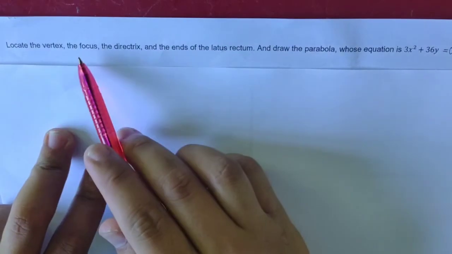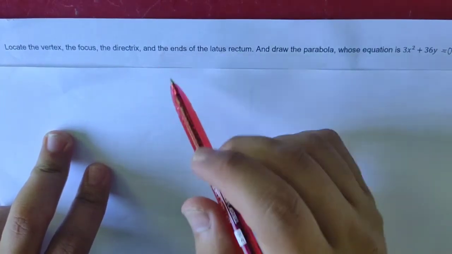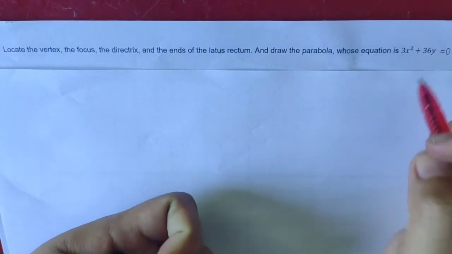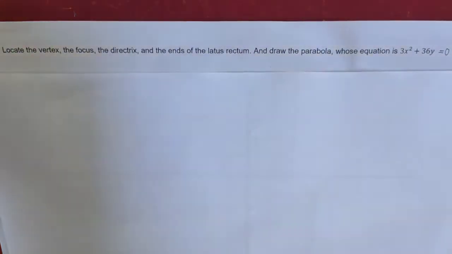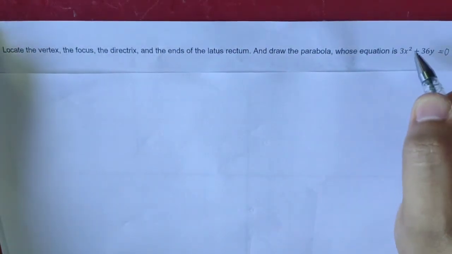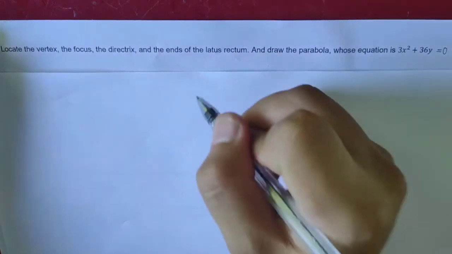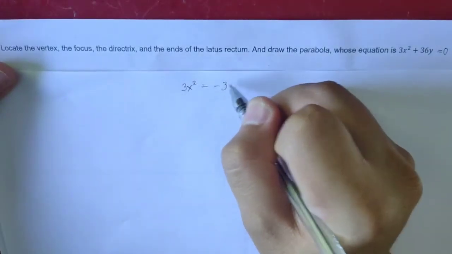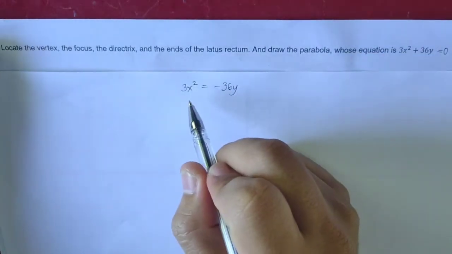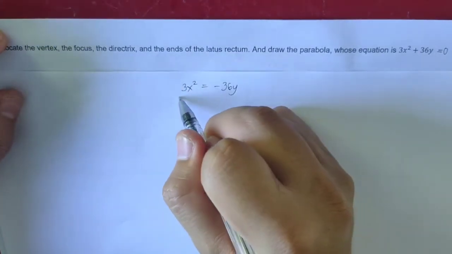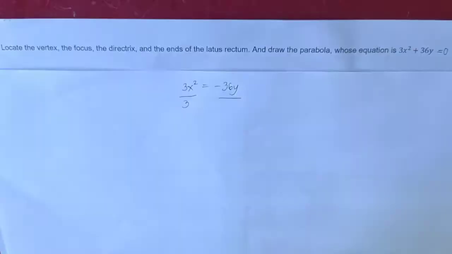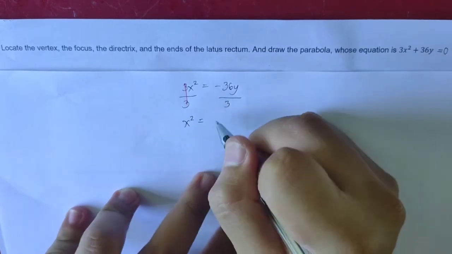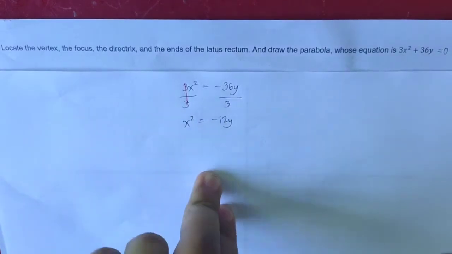Last example, locate the vertex, the focus, the directrix, and the ends of latus rectum and draw the parabola whose equation is 3x squared plus 30y equals 0. Ngayon, isulat muna natin since yung x yung quadratic, lipat yung y sa kabila, so magiging 3x squared equals, from positive, magiging negative 36y. Kailangan yung coefficient na kasama ng x ay 1 na lang. So, divide natin both sides by 3. Cancel na to. So, x squared is equal to negative 12y.